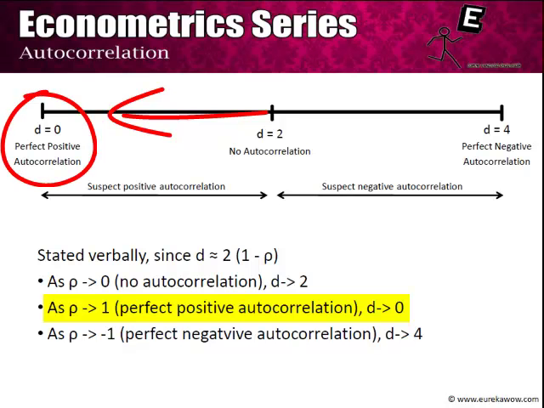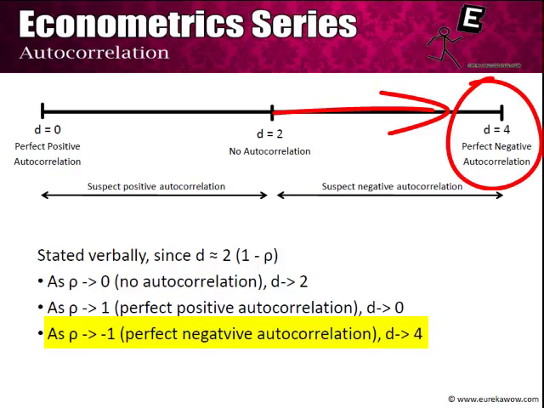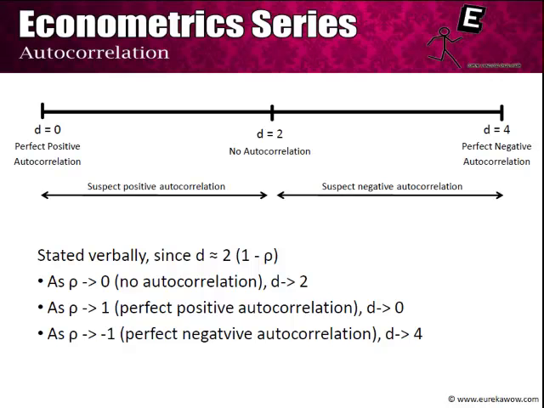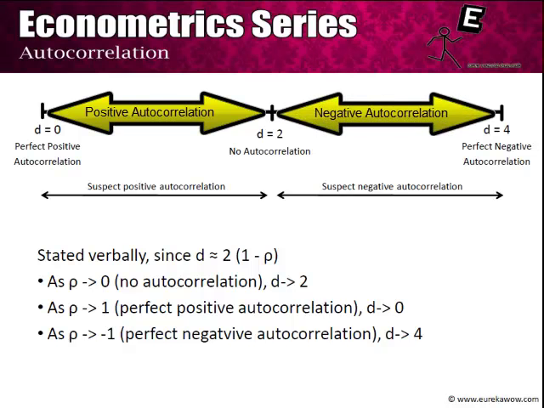Hence the left hand limit of this diagram, which is d equal to 0, refers to the case of perfect positive autocorrelation. As rho tends to minus 1, that is as there is perfect negative autocorrelation, d tends to 4. Hence on the right hand side of this diagram we see d equal to 4, that is perfect negative autocorrelation. Hence when we obtain an estimate of d, any d from 0 to 2 would make us believe that there might be positive autocorrelation, whereas any d from 2 to 4 might make us believe that there is some kind of negative autocorrelation.